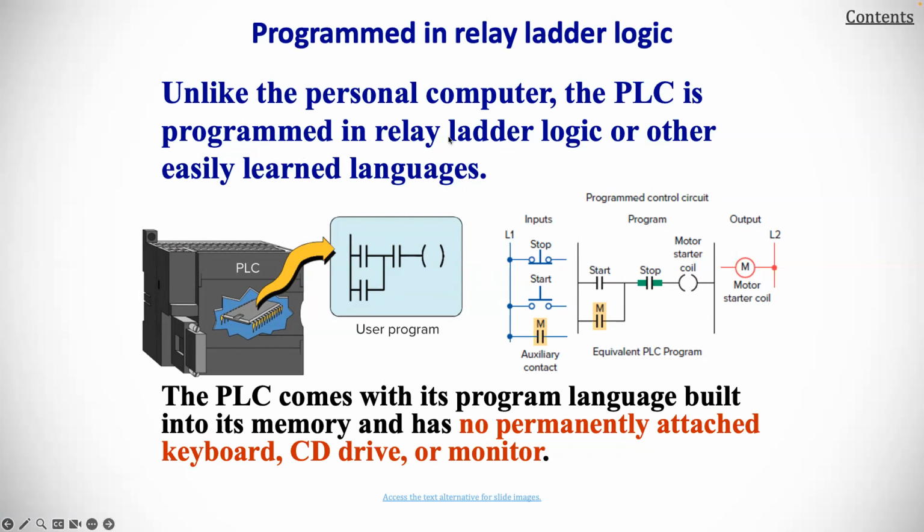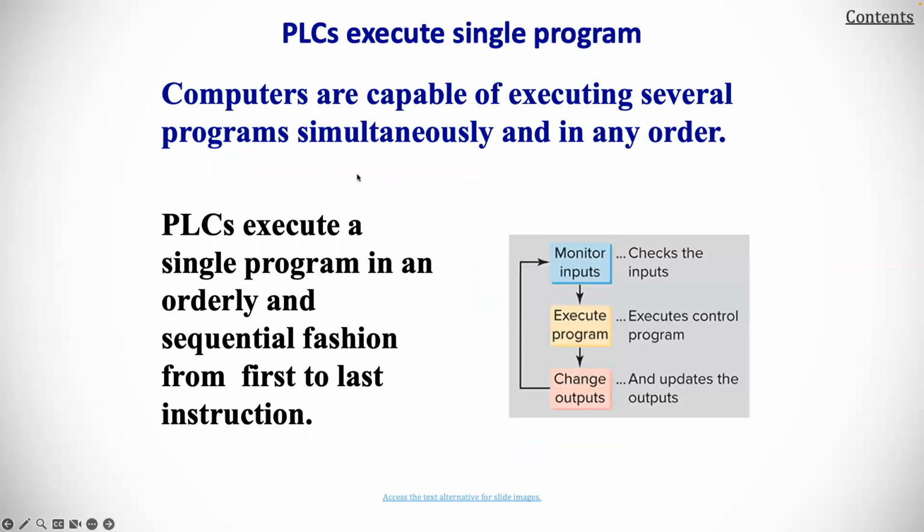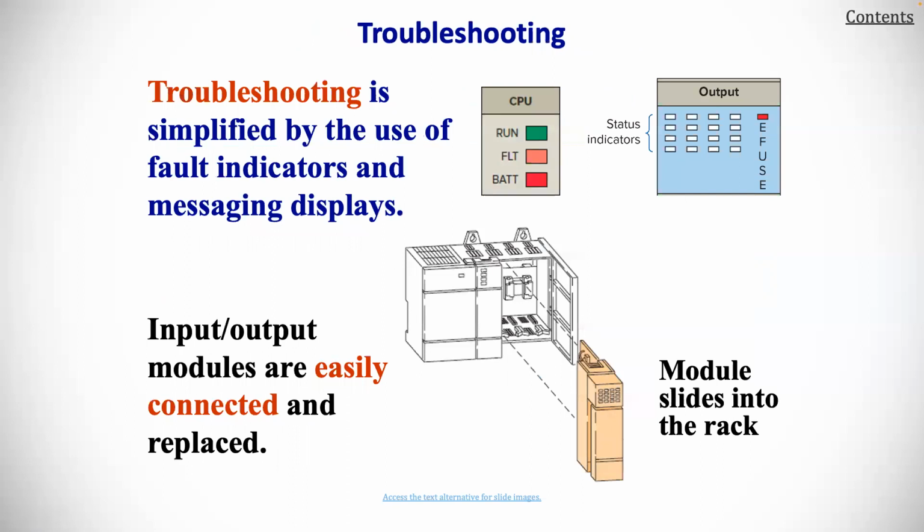We're talking about this first one, the ladder logic, but we'll get a chance to think about some other things as we move forward. The PLC comes with its program language built into the memory and no permanently attached keyboard, CD drive, or monitor. Those aren't necessary things for this type of computing controller. So it's not a PC, but a dedicated machine for industrial use. Computers are capable of executing several programs simultaneously in any order. On the other hand, PLCs execute a single program in an orderly and sequential fashion from first to last instruction. Thus, we can see there are different drivers for this type of operation.